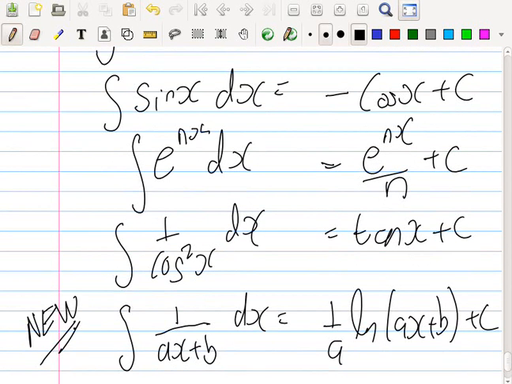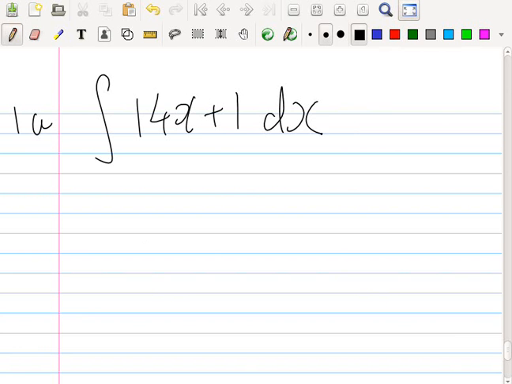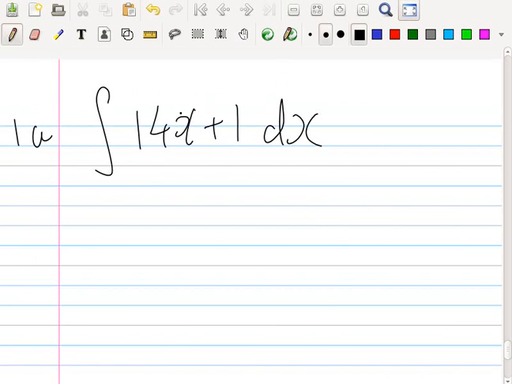Okay. Let's have a look at some examples. I'll do one from each. 1a. Okay, what is the rule here? Please, focus here. Okay, I increase the power, so what's the power now? 2. And then I divide by 2.